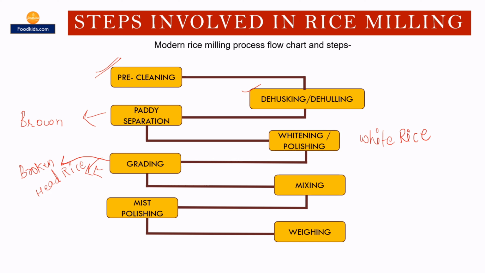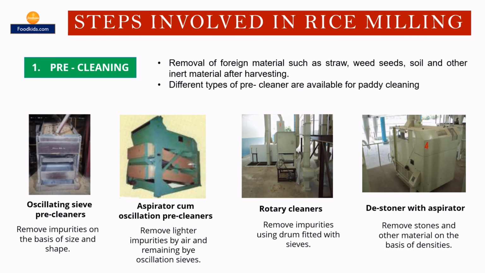Now this broken rice and head rice undergo a proper blending or mixing process in an appropriate amount, and again polishing, that is mist polishing, is done, and finally packaging is done after proper weighing. Now we will go through each step in detail in upcoming slides. Now we will discuss each and every step of rice milling in detail.